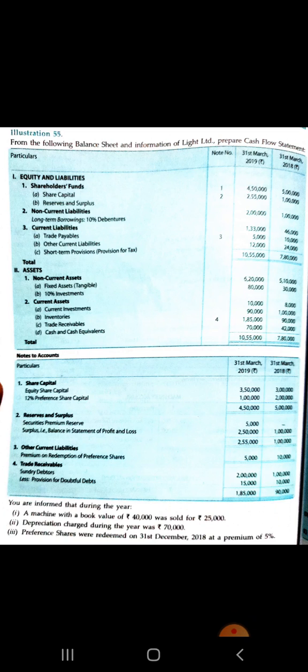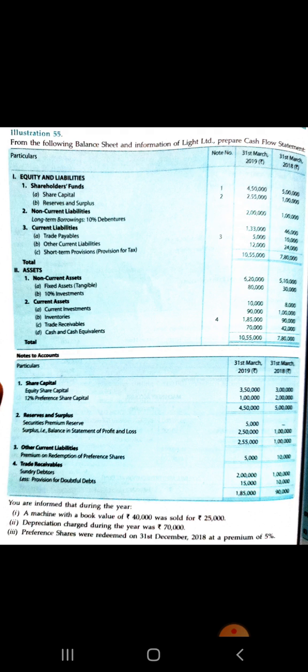Trade receivables, sundry debtors 2 lakh, 1 lakh. Provision for doubtful debts 15,000, 10,000. Additional information: a machine with a book value of rupees 40,000 was sold for rupees 25,000.